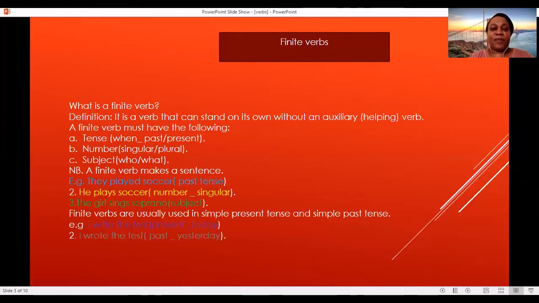In the simple present tense: I write the test. Write is in the present tense, which is what I do today. Number 2, I wrote the test. Wrote being in the past tense, which shows us that it has happened in the past, or you already did it yesterday. Finite verbs are usually used in those tenses, the simple present and the simple past tense.